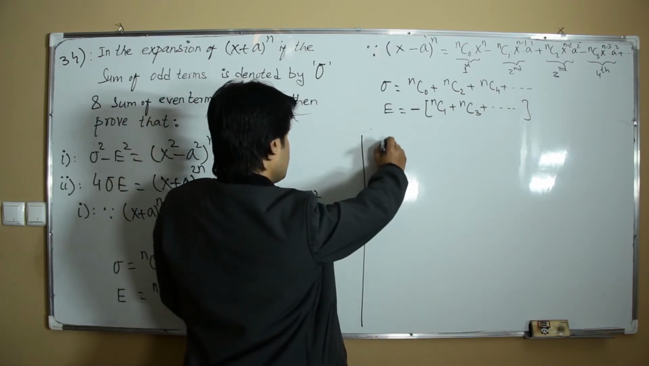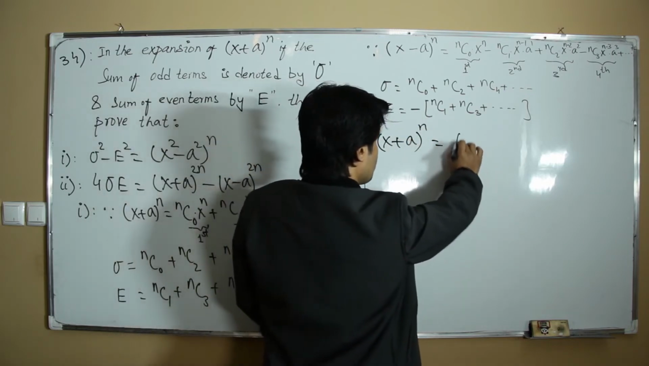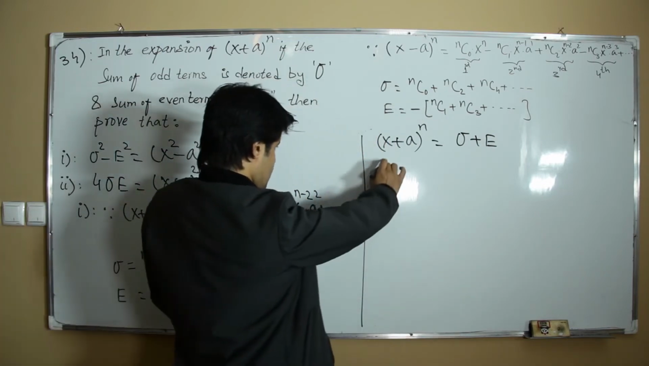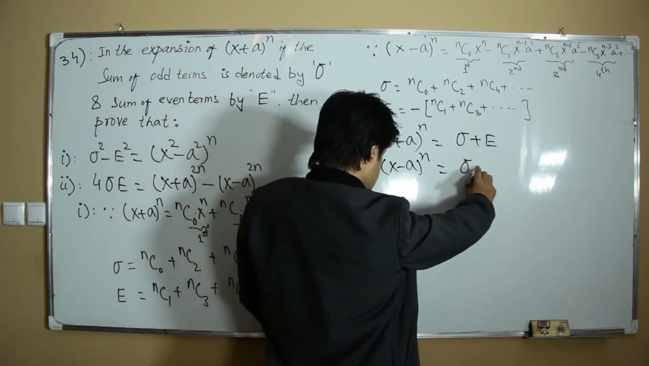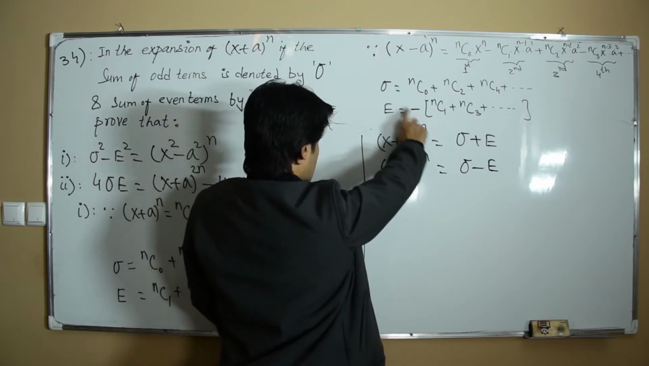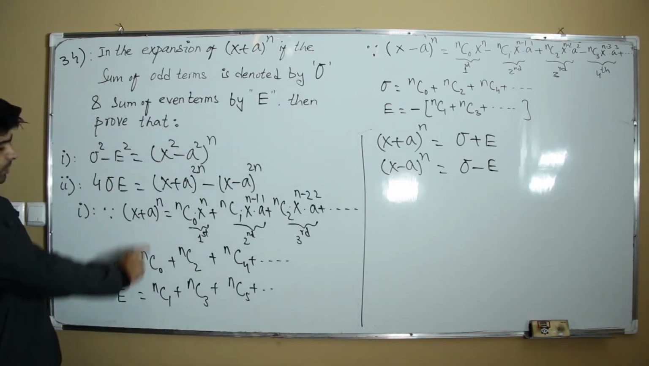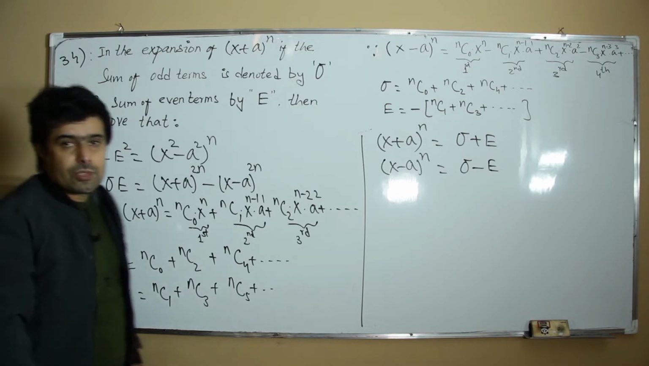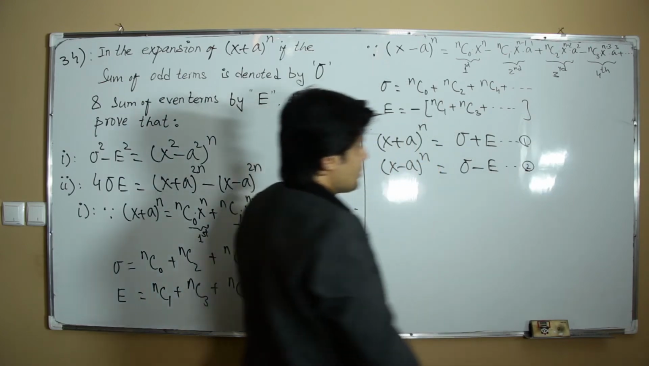We know that (x + a) raised to the power n is consisted of odd terms plus even terms. But (x − a) raised to the power n is consisted of odd terms minus even terms. Even terms have got minus, and odd terms have got plus. But in this one, both odd terms and even terms have got the positive sign. Now this is our first equation, this is our second equation.